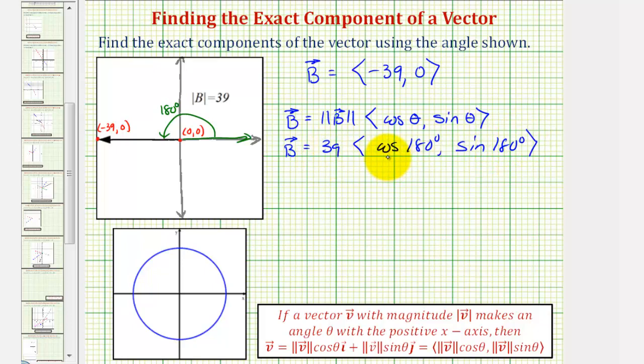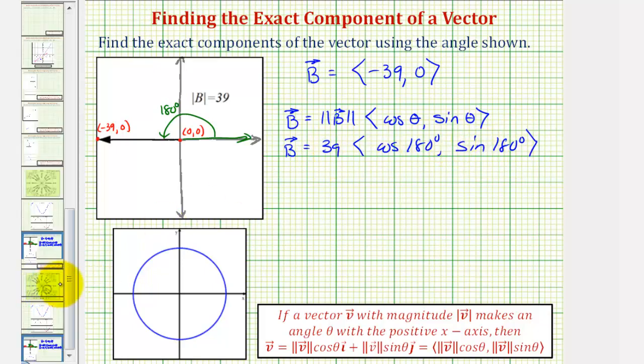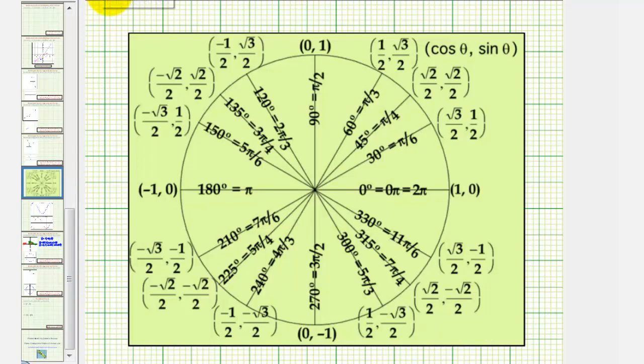Now there are several ways to find these trig function values. If we look at the unit circle, notice how 180 degrees would intersect the circle at this point here, and on the unit circle x equals cosine theta and y equals sine theta. So cosine 180 degrees is equal to -1, and sine 180 degrees is equal to 0.